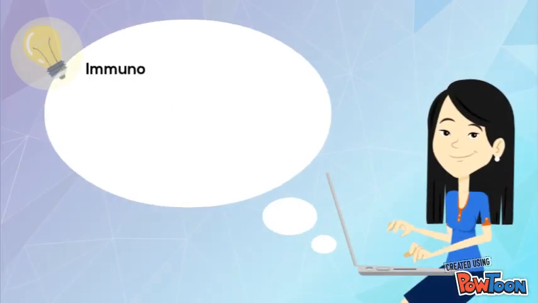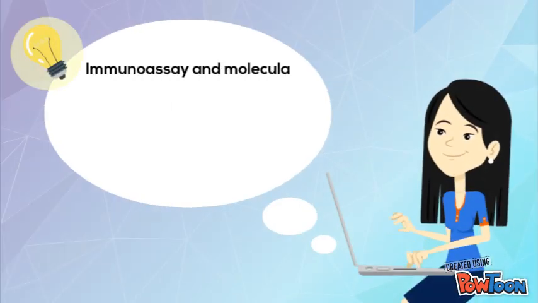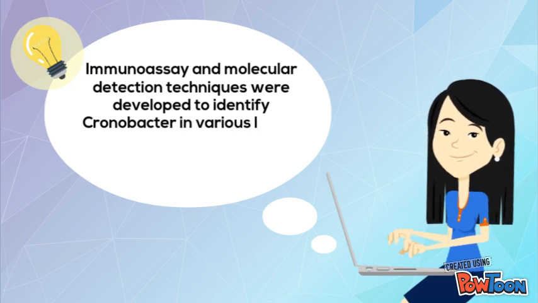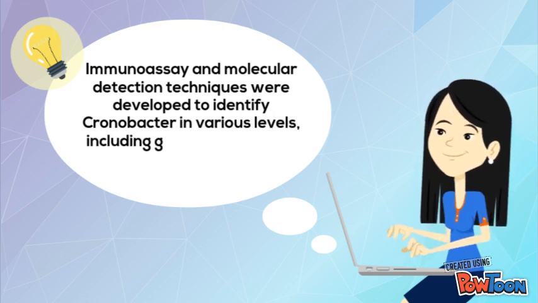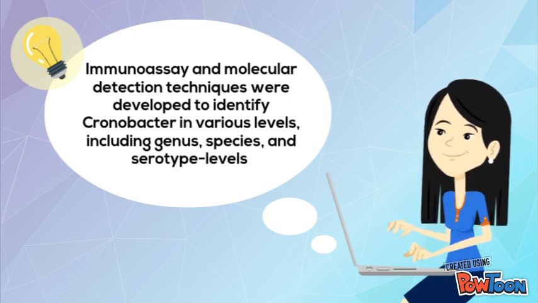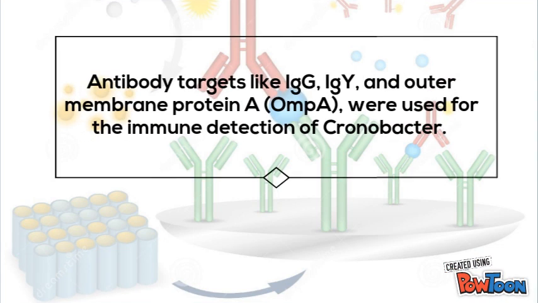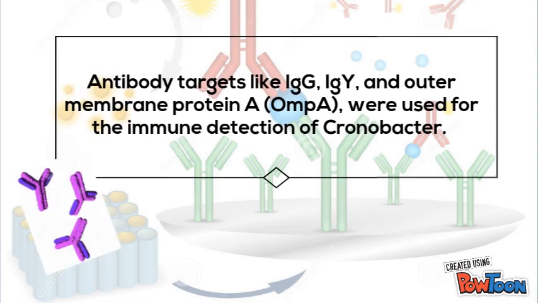Immunoassay and molecular detection techniques were developed to identify Cronobacter in various levels, including the genus, species, and serotype levels. Immunoassay is a biochemical test that measures the presence or concentration of a molecule in a solution through the use of an antibody or an antigen. Antibody targets like IgG, IgY, and OMPA were used for the immune detection of Cronobacter.